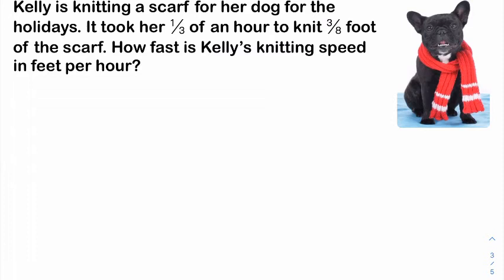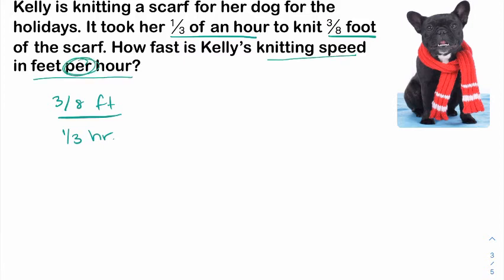Kelly is knitting a scarf for her dog for the holidays. It took her 1/3 of an hour to knit 3/8 foot of a scarf. How fast is Kelly's knitting speed in feet per hour? Well, I know that she knit 3/8 of a foot of the scarf. This took 1/3 of an hour. The problem is asking for her knitting speed in feet per hour. Per means 1, so we need to find the feet in 1 hour.